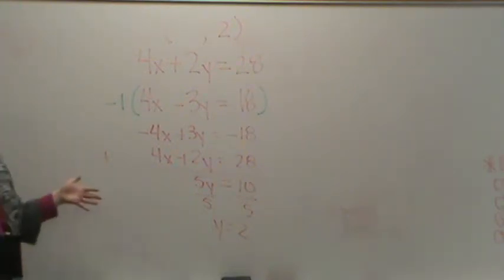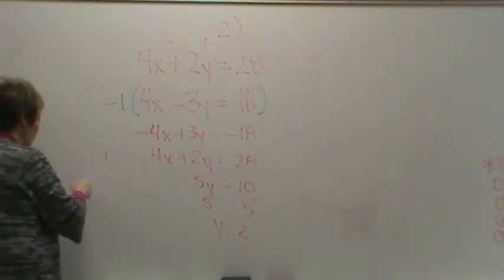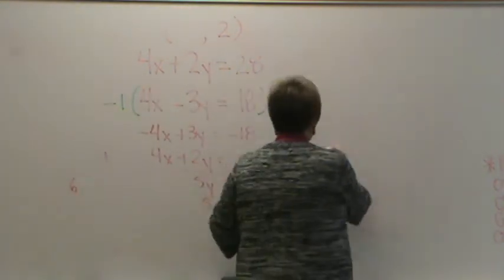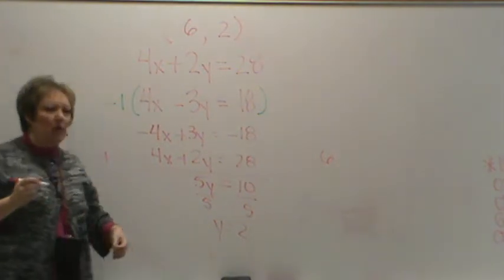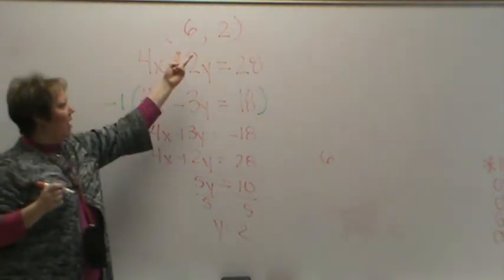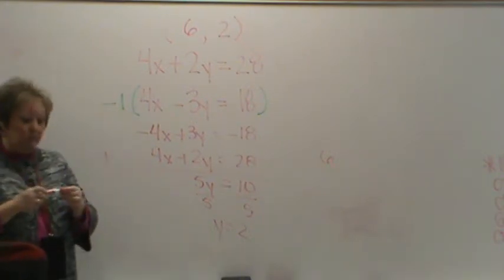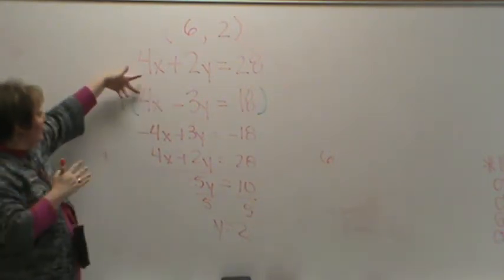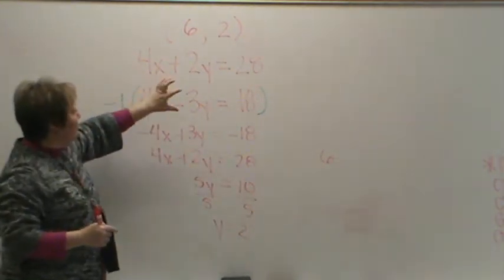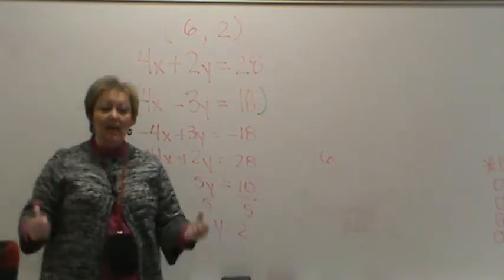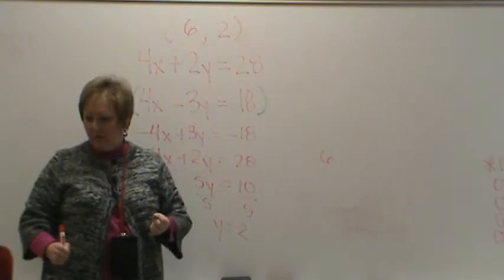So top equation, what did y'all get? 6. You got 6. Bottom equation, what did you get? 6. So our ordered pair solution for this system of equations is 6, 2. That means what? That's where the lines intersect. Yes, if I graph these two equations, that's where the lines intersect. That is the one solution that makes both of these equations tell me the truth. The whole truth and nothing but the truth.